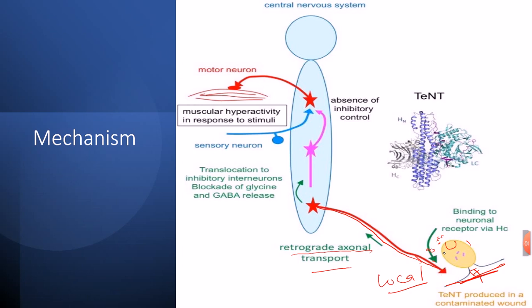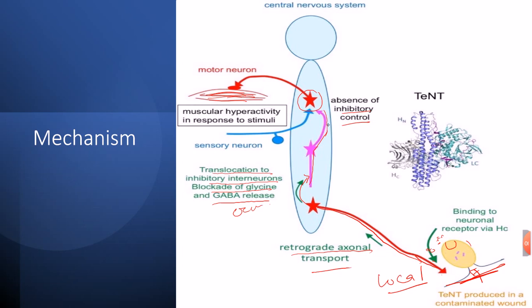When they reach the spinal cord, they are further moved into another neuron, and over here the translocation to the inhibitory interneuron and blockade of glycine and GABA release occur, right? It means that the glycine and GABA release is blocked over here, and when they move forward, they completely inhibit the inhibitory control of the nervous system. And over here you can see that this is the postsynaptic neuron, which is connected to the muscle. For example, here is the muscle of the animal, and over here it is not receiving inhibitory input.